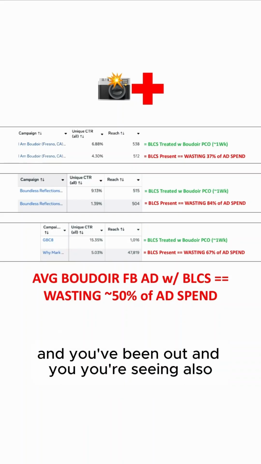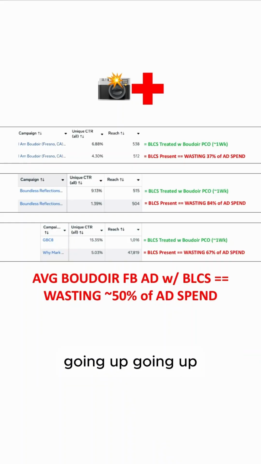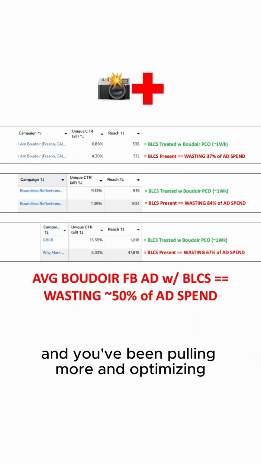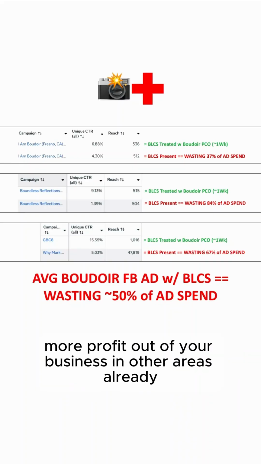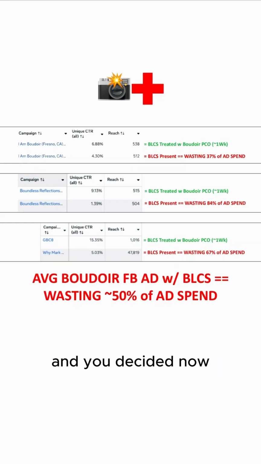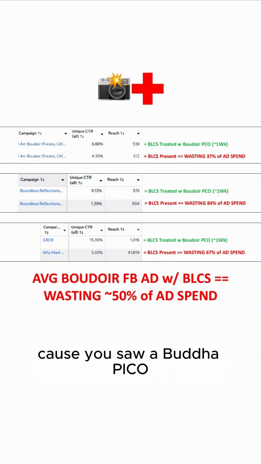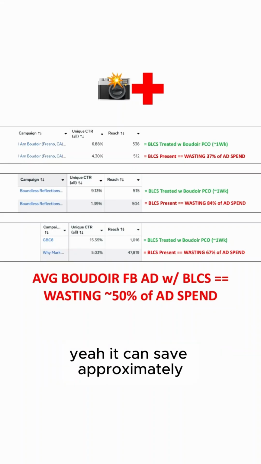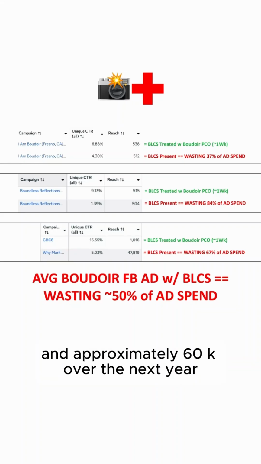And you're also seeing inflation, the cost of living keep going up, going up, going up. And you've been optimizing, pulling more profit out of your business in other areas already. You decided now you're finally ready to optimize the Boudoir Facebook ad side of your business because you saw with Boudoir Pico, yeah, it can save approximately 5K a month. Put that back in your pocket, so it's not being wasted. And approximately 60K over the next year.